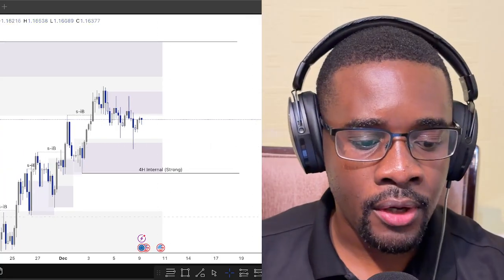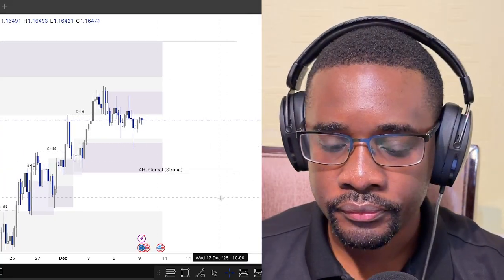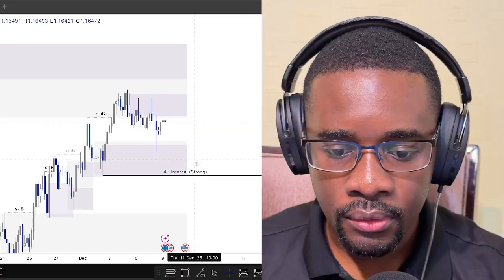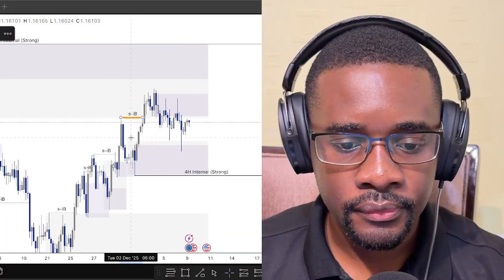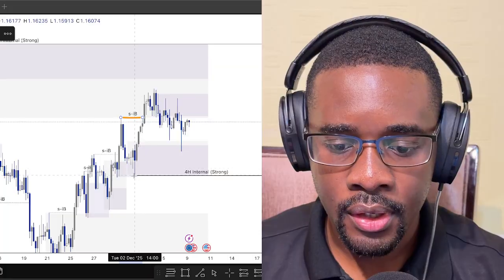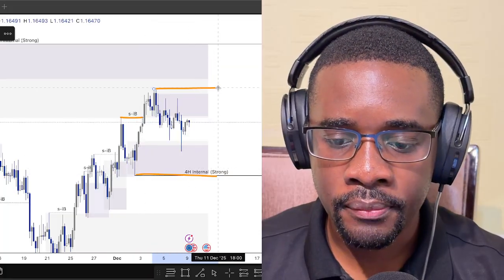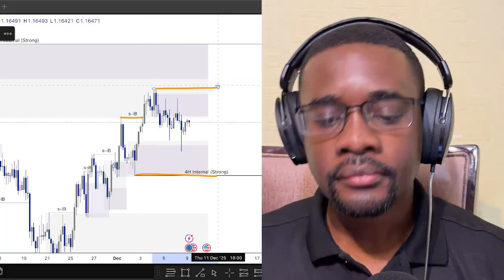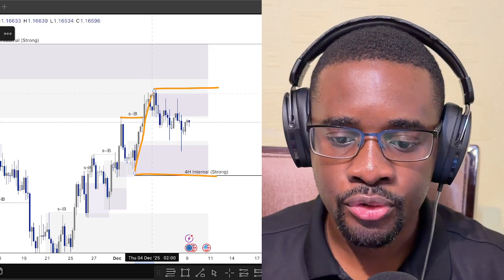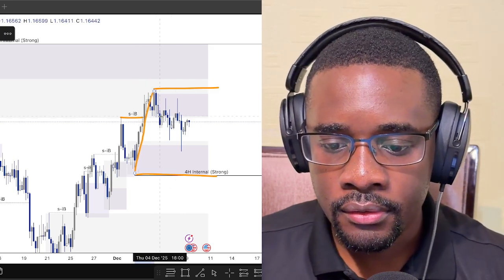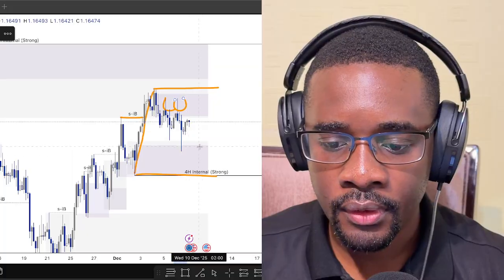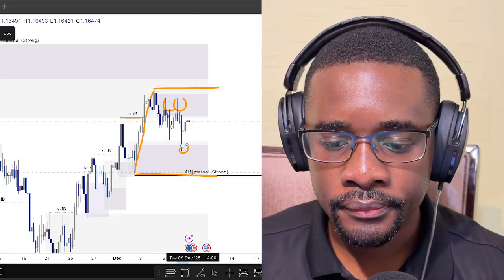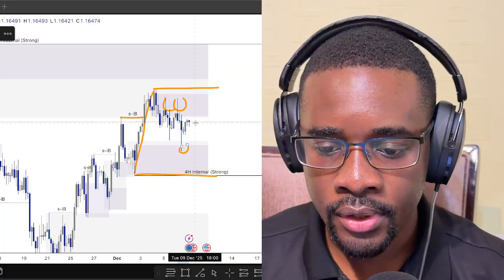So on our 4 hour, our internal is bullish, and this is the swing range we're in. Our internal is bullish, and that's the swing range we're in. And prices reacted to both the supply and the demand, and now price is in the middle.